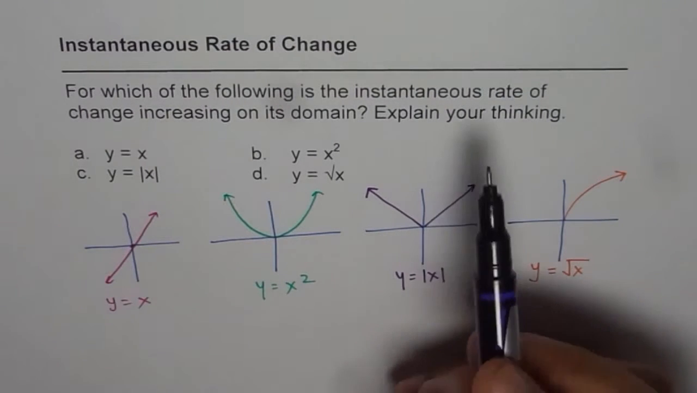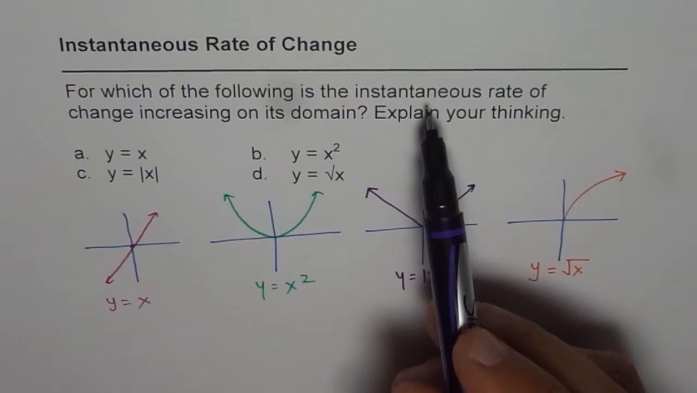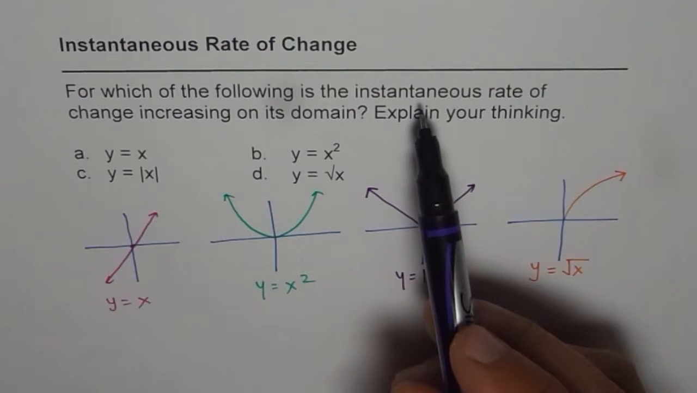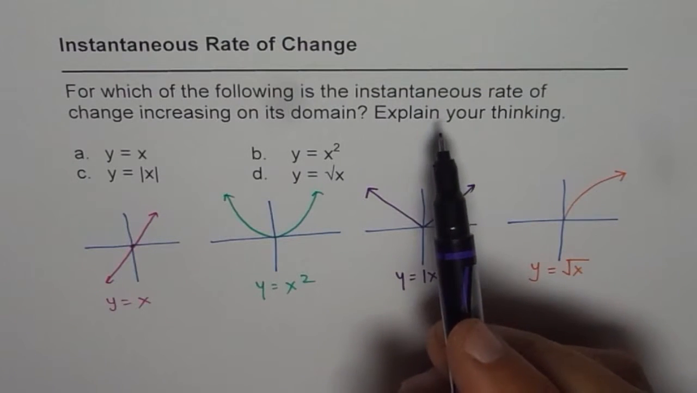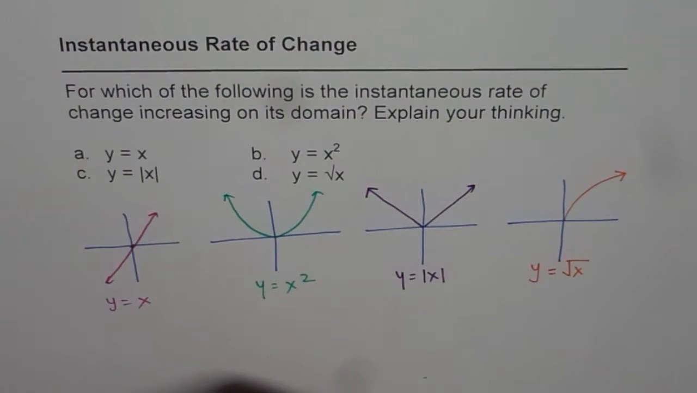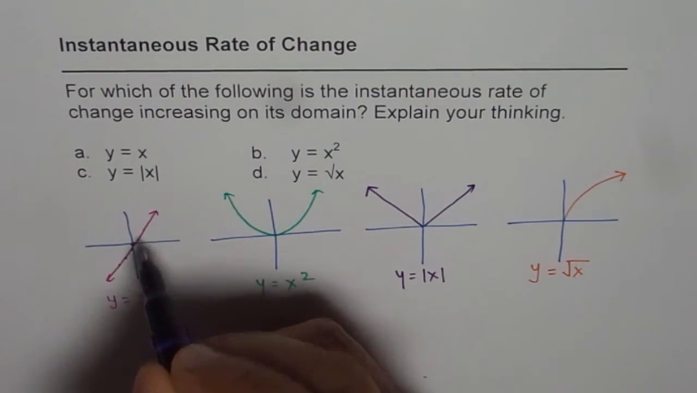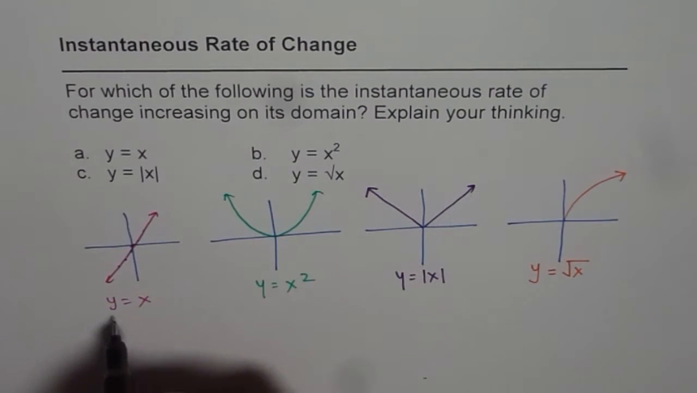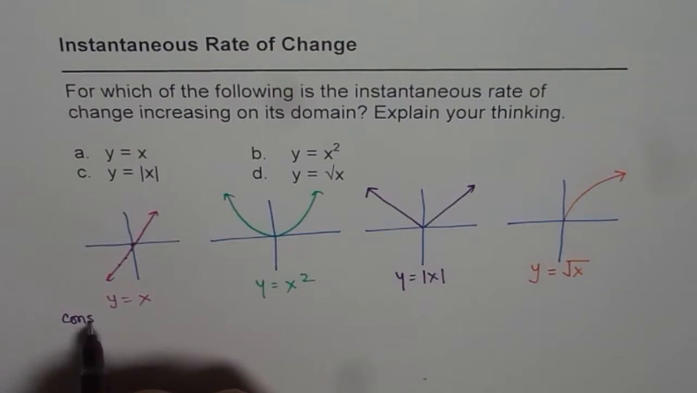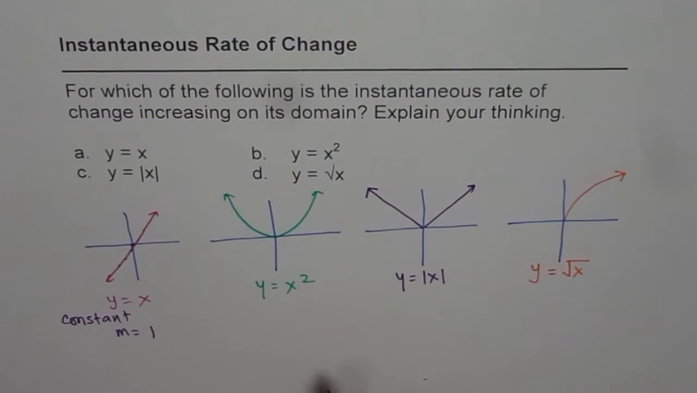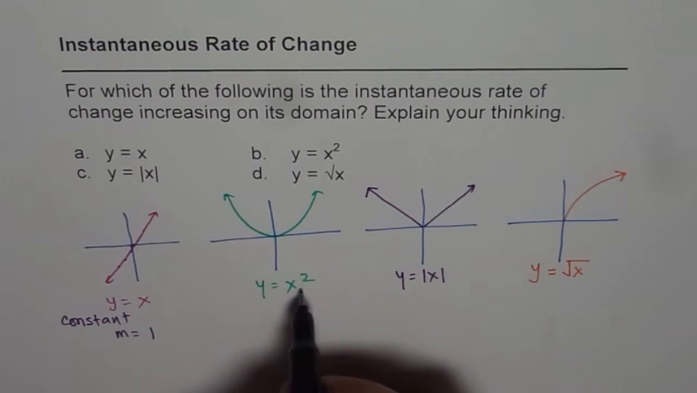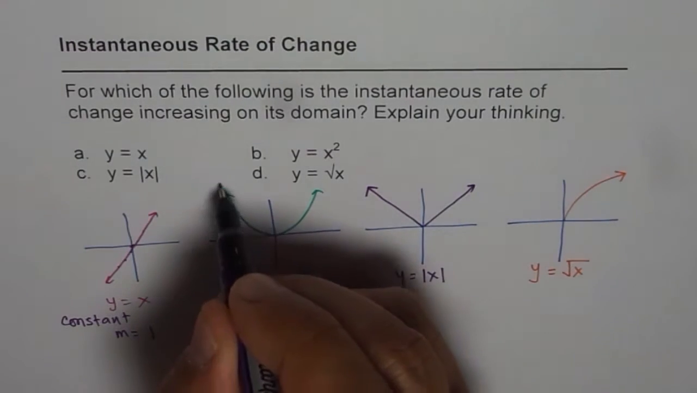Instantaneous rate of change, to find that we need to draw a tangent at any point on the curve to get an idea of the instantaneous rate of change. Now for a straight line, instantaneous rate of change is the same as the slope, so it is constant in this case, right? And here the slope is 1, so it's constant.